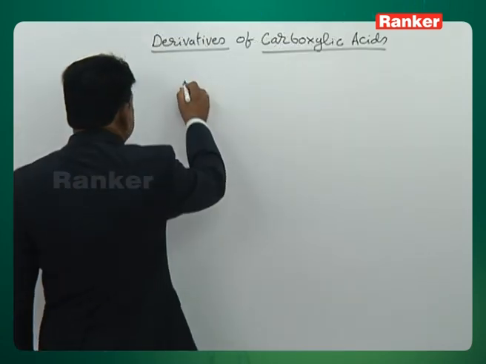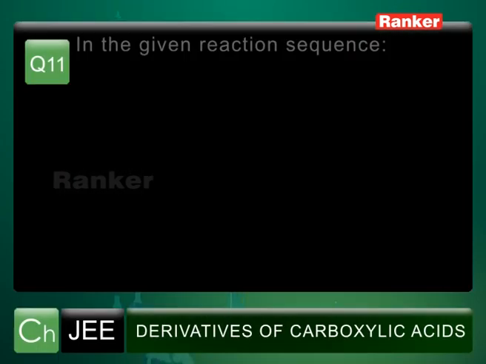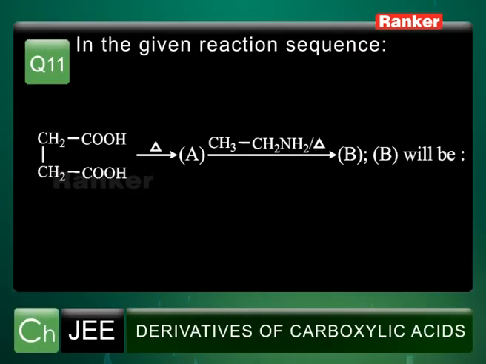Let's go to question number 11. In the given reaction sequence, a 4-carbon dioic acid, known as succinic acid or butanedioic acid, on reaction with heat, that is a pyrolysis reaction, forms compound A, which on reaction with ethylamine on heating gives a compound B. What is this compound B is asked.